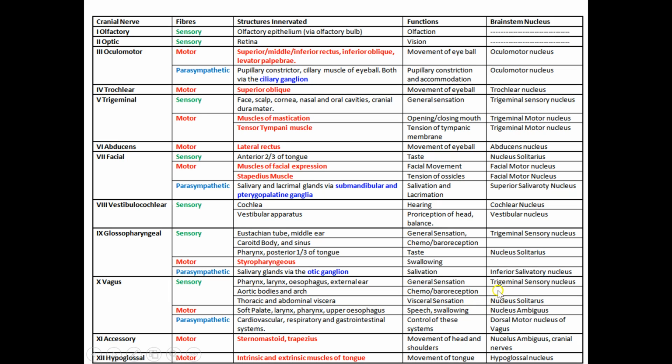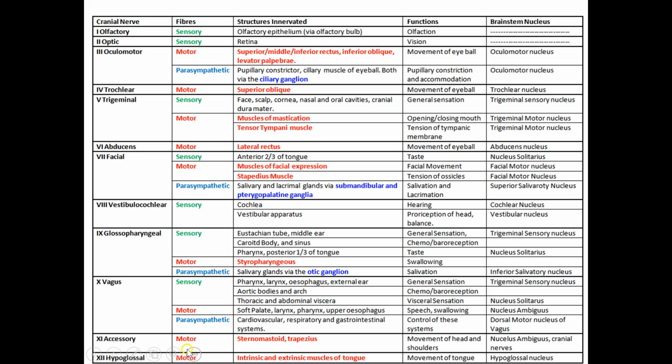These are the nuclei associated with the vagus nerve: trigeminal sensory nucleus, nucleus solitarius, nucleus ambiguus, and dorsal motor nucleus of the vagus. This anatomy must be relevant with these nerves, but it is not in the topic that we can discuss today, because discussing anatomy would be a very lengthy task today.